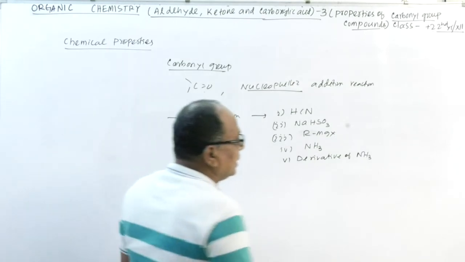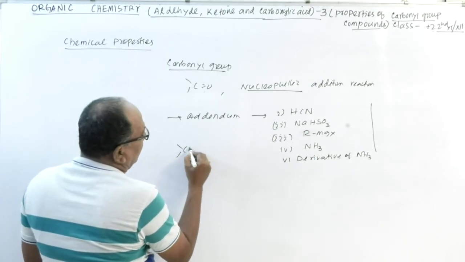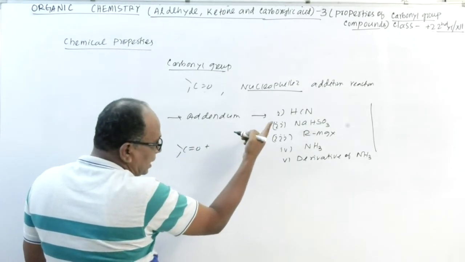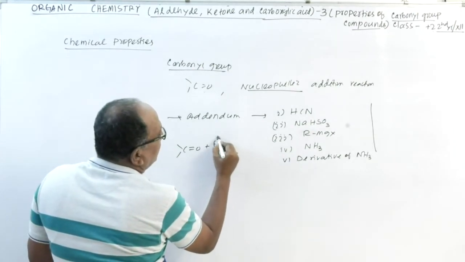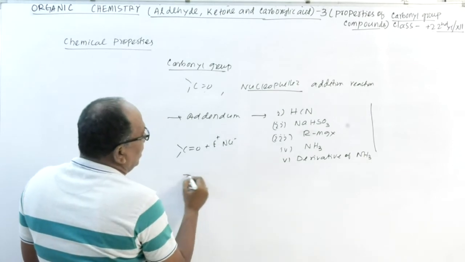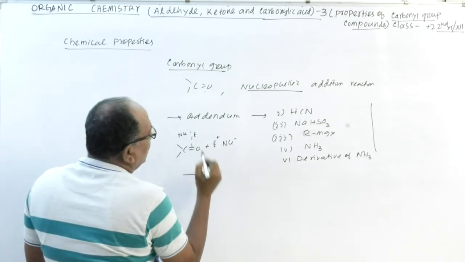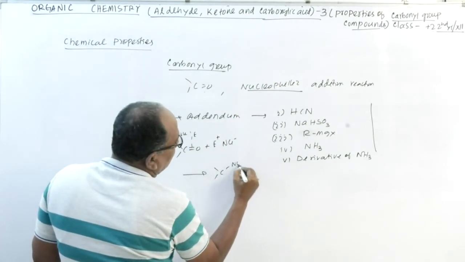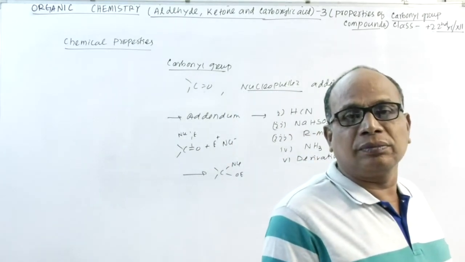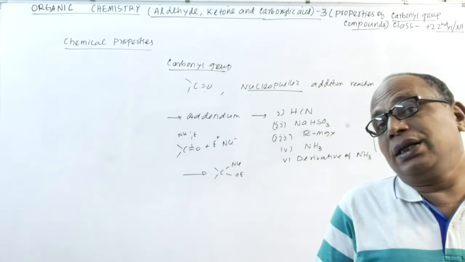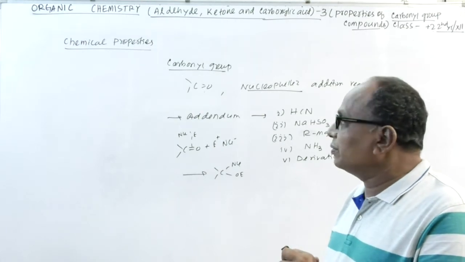During this addition reaction, keep in mind that these polar addendum contain two parts, a positive part and a negative part. That is the electrophilic part and the nucleophilic part, and the nucleophilic part is added here. This is the nucleophilic part, this is your electrophilic part. This gives you a compound like this. That means the aldehyde and ketone always show nucleophilic addition reaction.